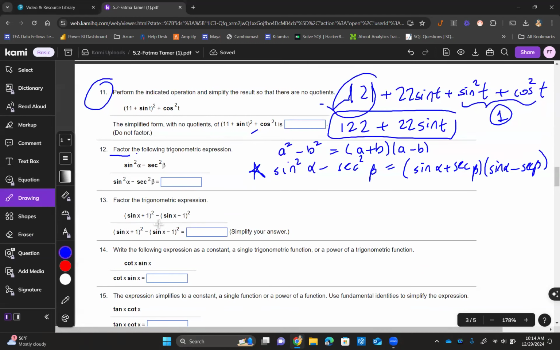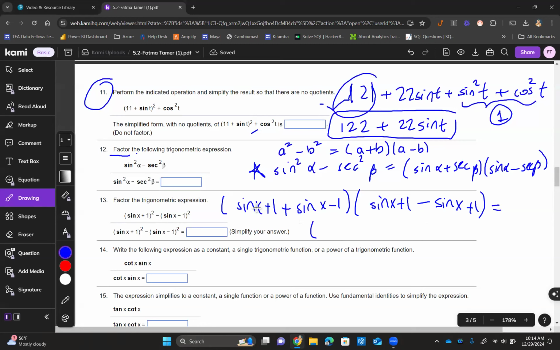Number 13 is another factoring. This is another difference of two squares, with a being sine x plus 1, and b being sine x minus 1. If I apply the formula, a plus b, I need sine x plus 1 plus sine x minus 1. Now I need a minus b, so a is sine x plus 1, and minus b is this, but because of the minus, everything changes sign. So I write negative sine x and plus 1 for the a minus b part.